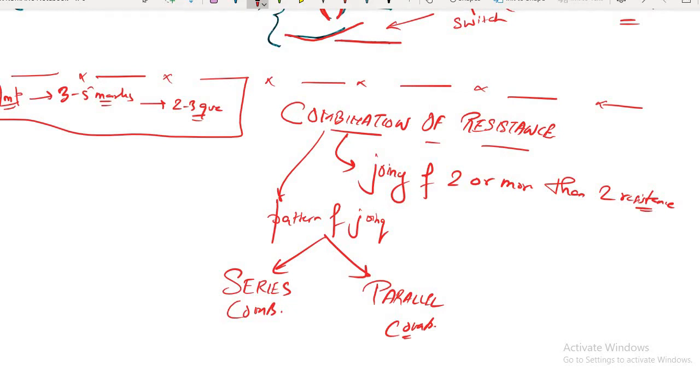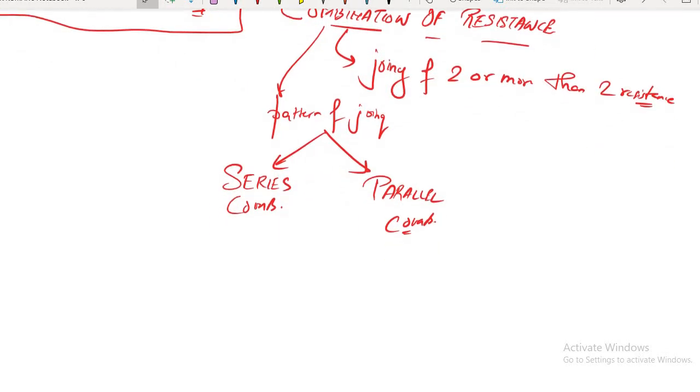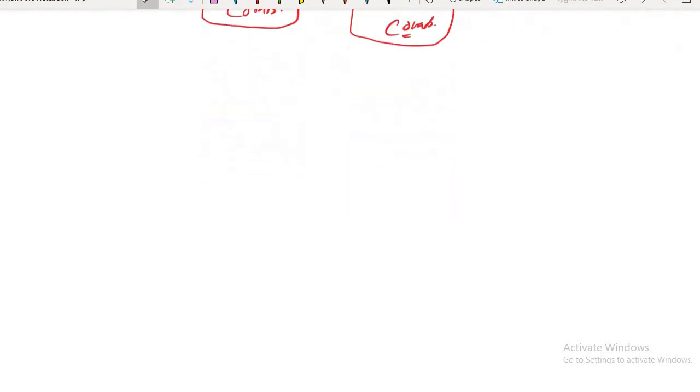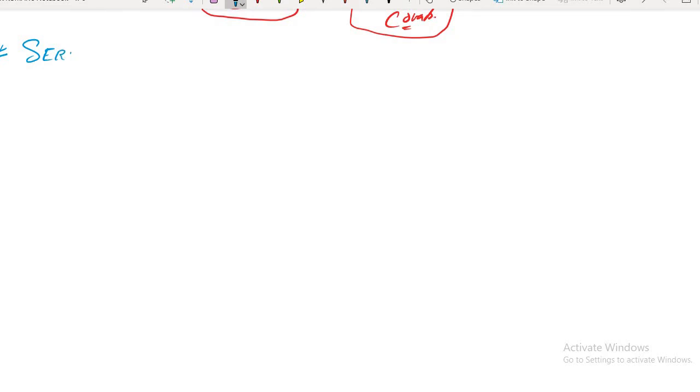Am I audible? Everyone, tell me fast. So there are two types of combinations, my dear: series combination and parallel combination. We need to study them separately. So let us take them one by one and see. Is that all right? So let's study series combination first.